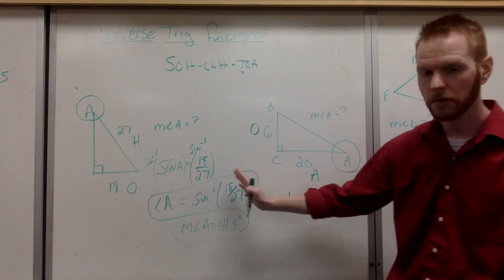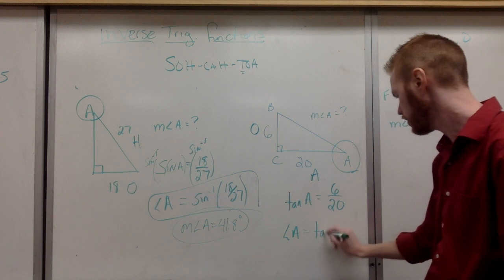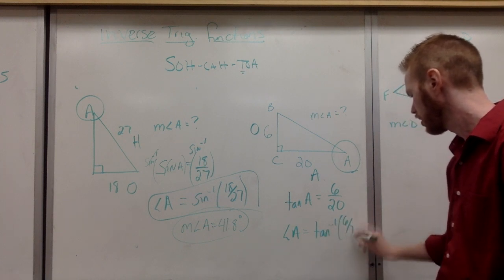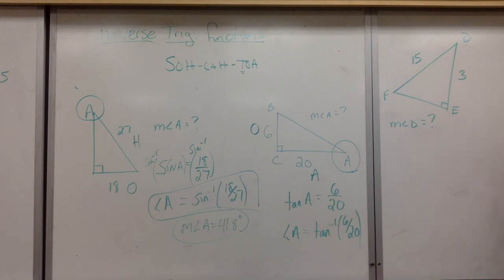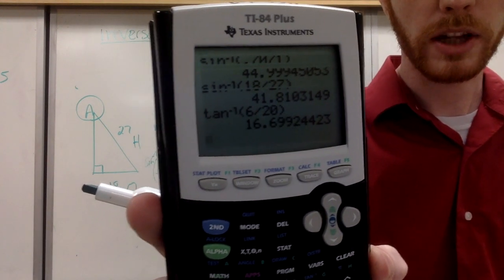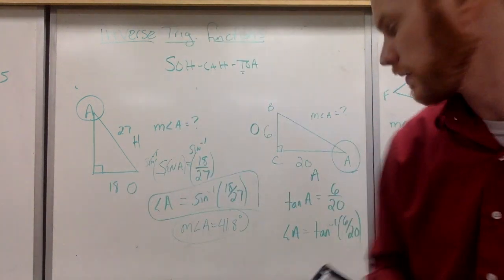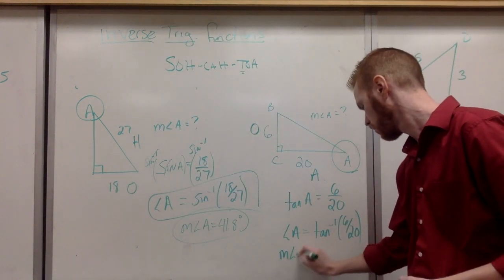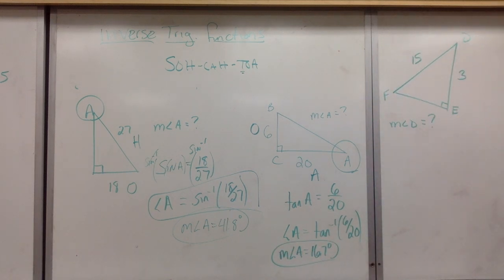Now, here's another way of writing it. I won't show the cancellation. I'll just go right into the inverse. So to figure out the angle measurement, you're going to do the inverse of tangent. So once again, you're going to hit second tangent, type 6 divided by 20. I'll show you right here on the screen. So that's what it's going to look like right there. So it's going to be roughly 16.7 degrees, just like that.